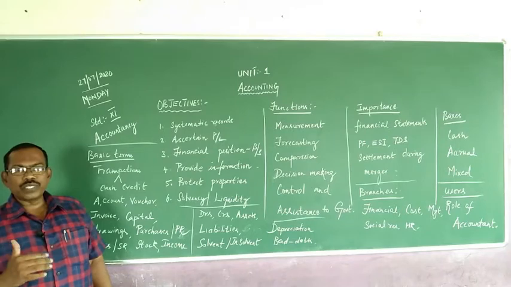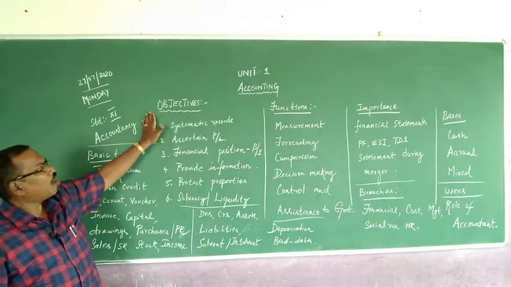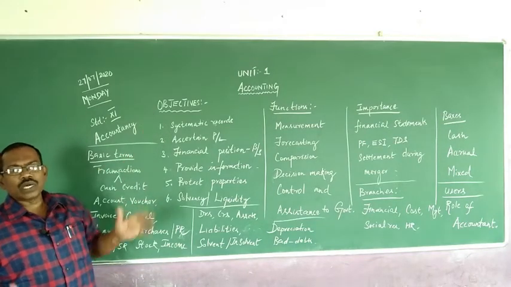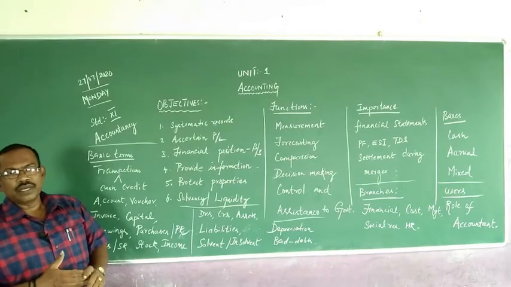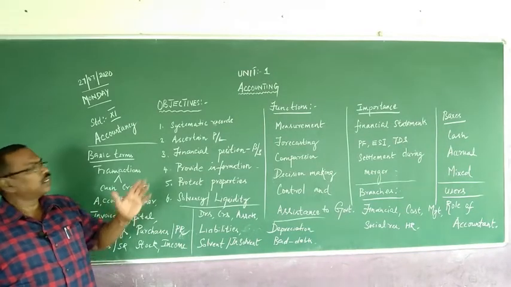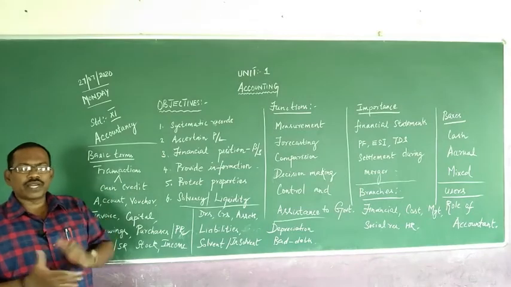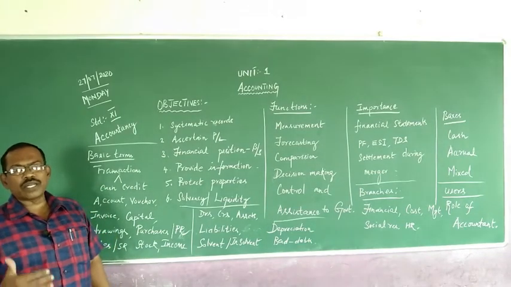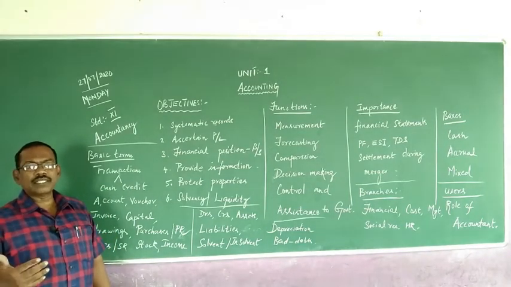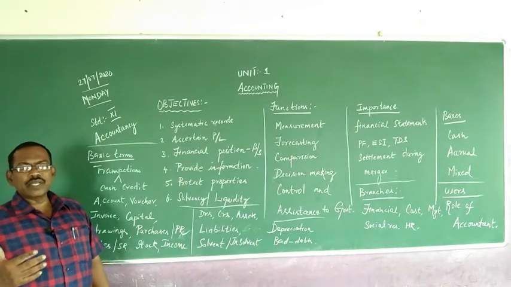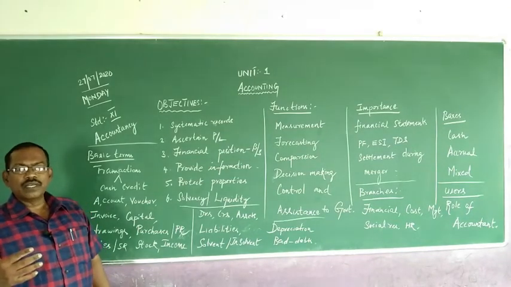What are we going to see today? We are going to start from the objectives of accounting. What are all the objectives of accounting? The main objective of accounting is systematic recording of transactions. As I told you, a transaction means transfer of money or money's worth.